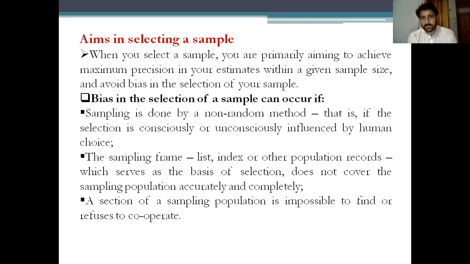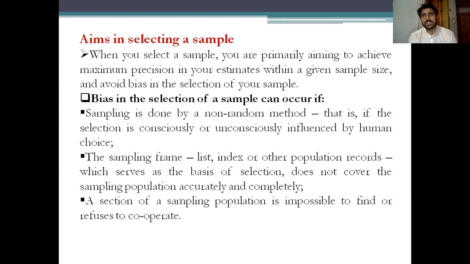Then first is, you can consciously decide. The second option is the sampling biasness in the selection of the sample. It can also occur if the sampling frame, list, index, or other population records which serve as the basis of selection does not cover the sampling population accurately and completely. You have got some population records, and they are not accurately covering the whole population.